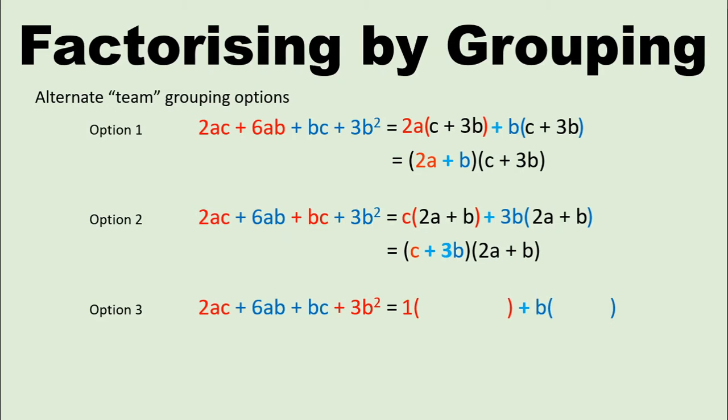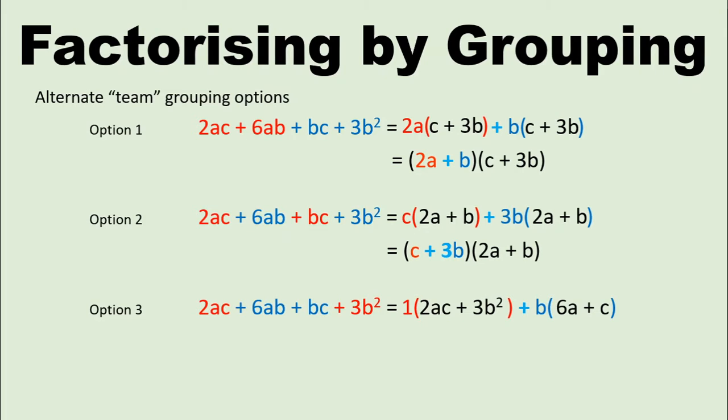And for the other team, 6ab and bc, you could have a common factor of b. Let's try factoring out 1 from the red team. Anything divided by 1 stays the same. So inside that bracket, I'll have 2ac plus 3b squared. And factoring out b from the blue team, I'll be left with 6a plus c.